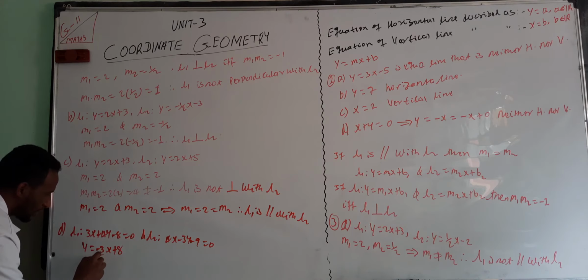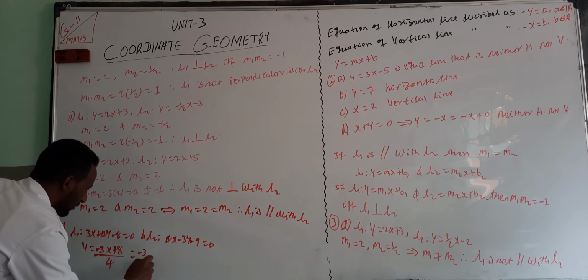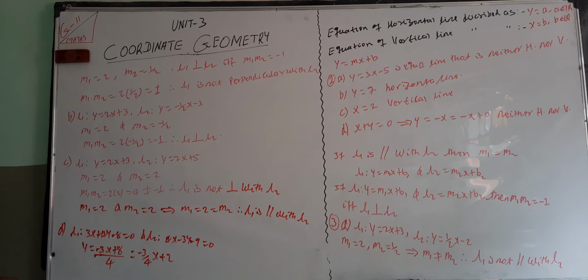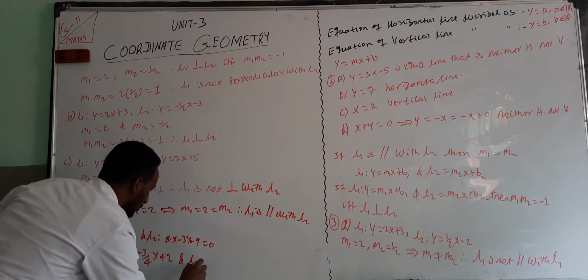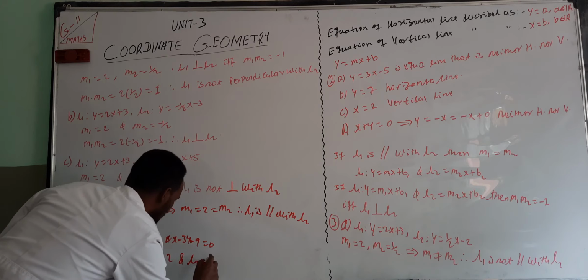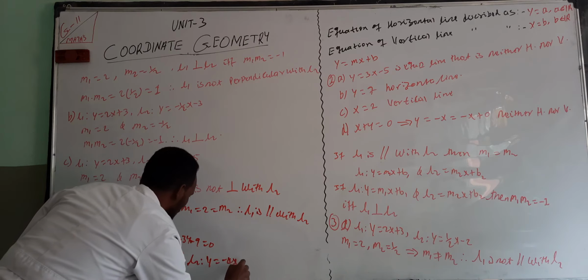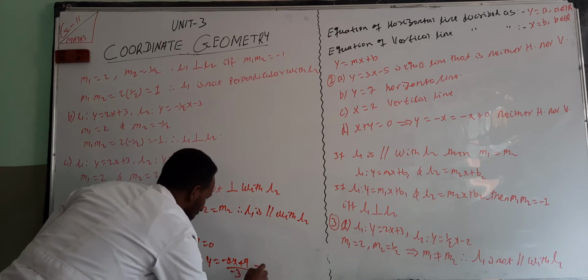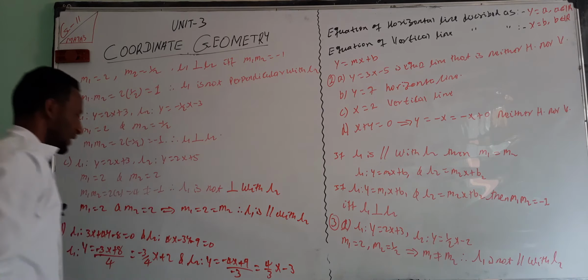It becomes y = -(3/4)x + 2. This is the equation of L1. And the equation of L2 is y = (-4x + 9) over -3, which equals (4/3)x - 3.